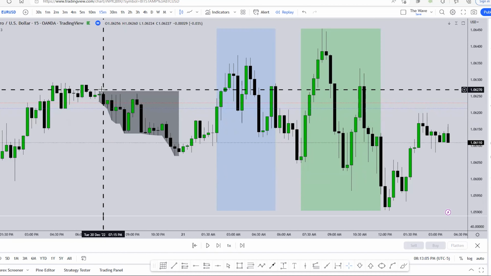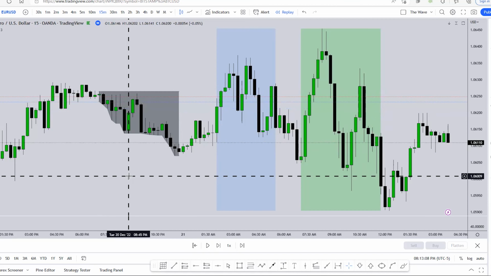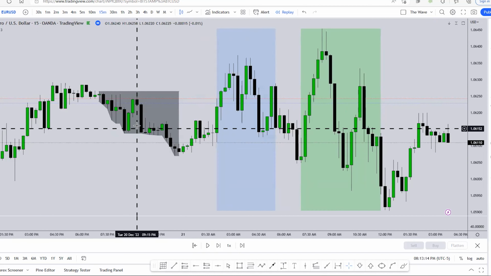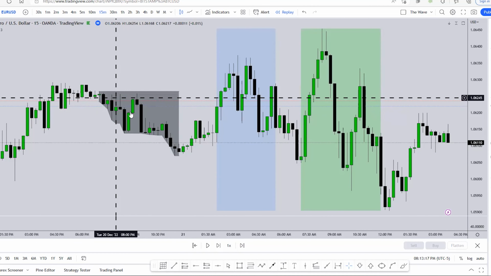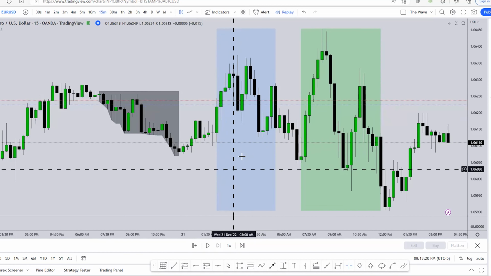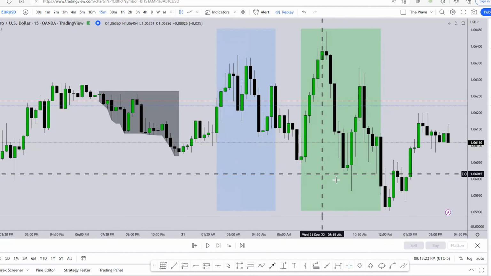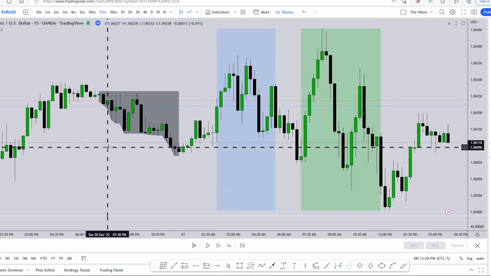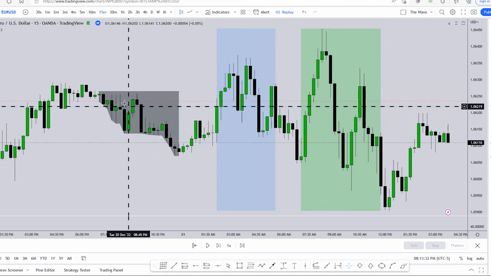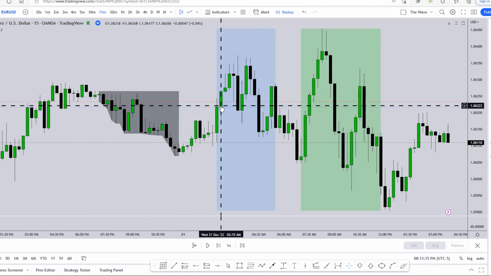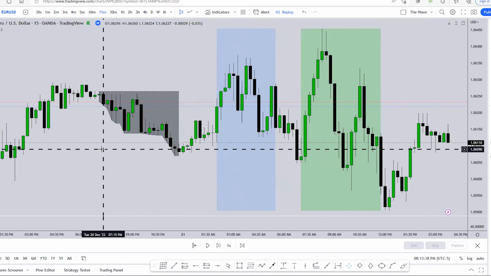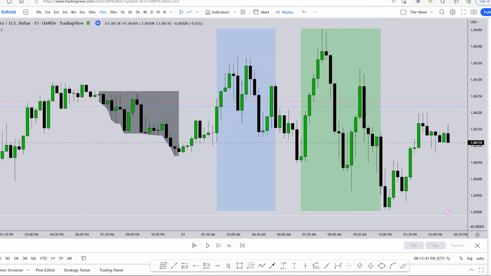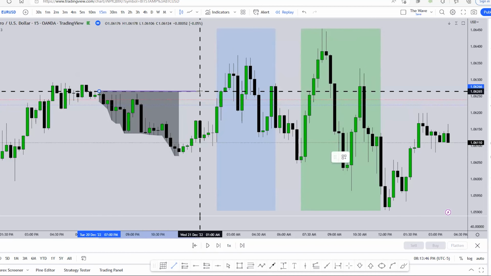So here we have our Euro USD on the 21st December 2022. The gray box here is our Asian range. Then in the light blue is London session, and in the light green here we have New York session. So I like to have my sessions color coordinated. As you can see clearly, in Asian range you have that kind of consolidation where price is accumulating, and then you have your expansions. If you look here on the Asian range, we have our Asian high here just before London.